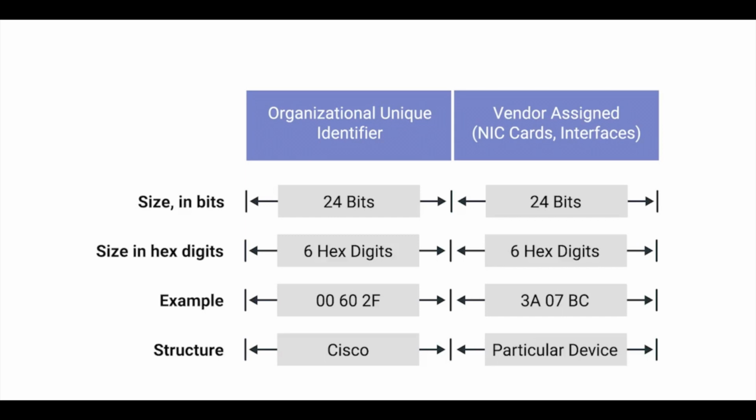The last 3 octets of a MAC address can be assigned in any way the manufacturer chooses, as long as they maintain global uniqueness. With 281 trillion possible combinations, uniqueness is easily ensured.